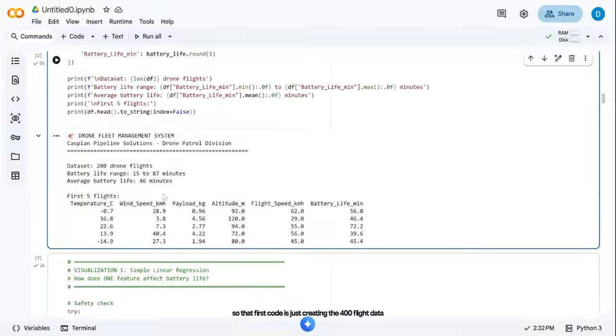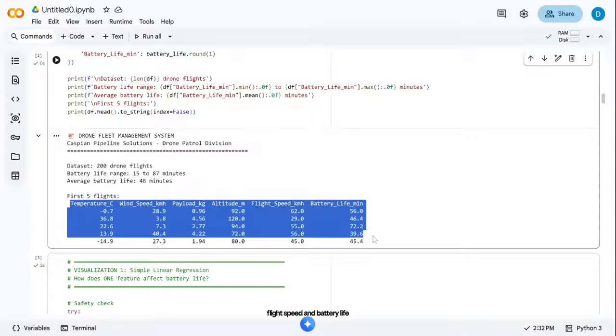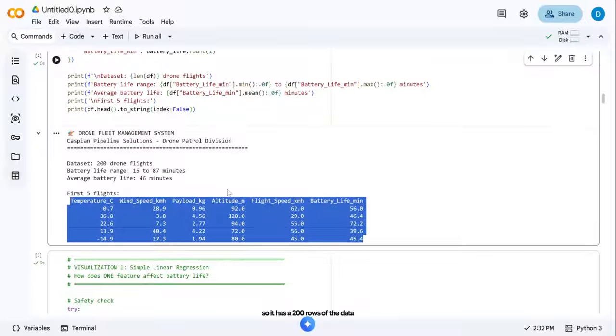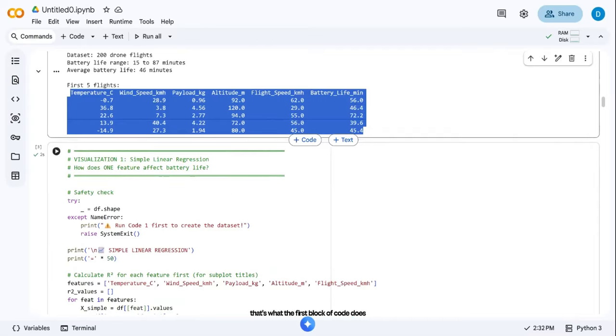So that first code is just creating the 200 flight records. The battery life range is 15 to 87 minutes, with an average battery life of 46 minutes. If you look at the first 5 flight records, you see temperature, wind speed, payload, altitude, flight speed, and battery life. It has 200 rows of data. That's what the first block of code does.